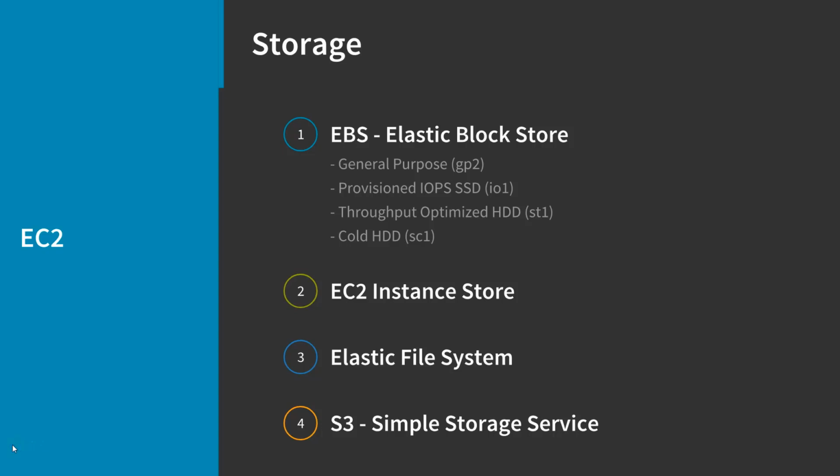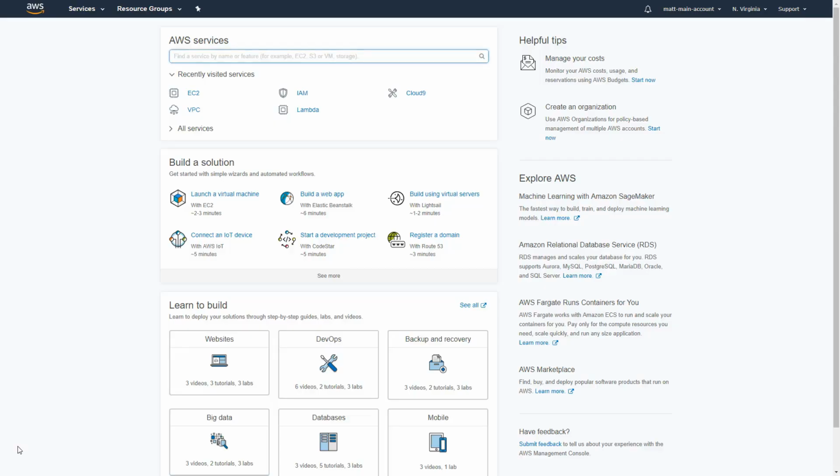And finally, there's cold hard disk volumes, which provide low-cost magnetic storage that define performance in terms of throughput as well. These have throughput of up to 250 megabits per second, and it's a good fit for large sequential cold data workloads. If you require infrequent access to your data and are looking to save costs, then cold hard disks might be what you're looking for. Now let's see what that looks like in the dashboard.